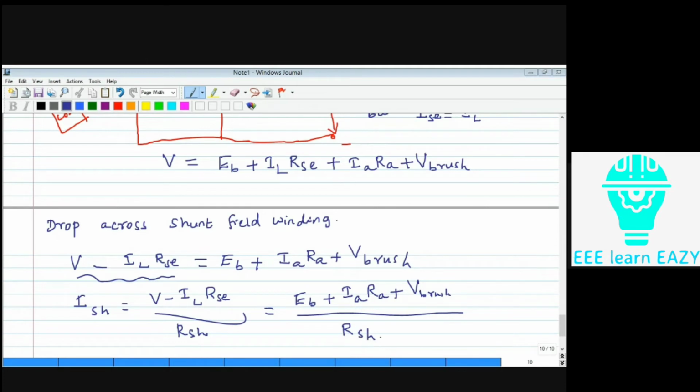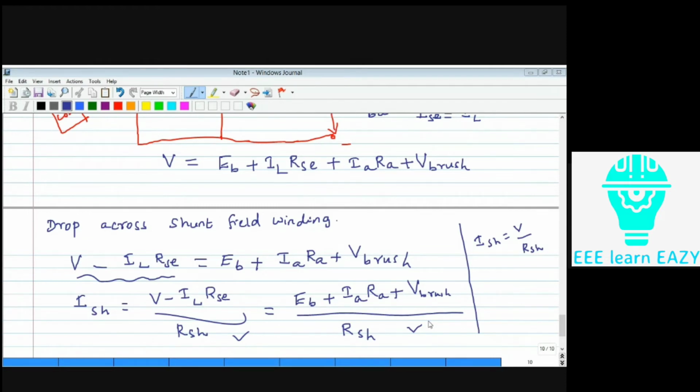Any one formula we can use. Previously, in DC shunt motor and long shunt motor, we generally use the formula I shunt is equal to simply V divided by R shunt. But in short shunt, it is calculated using either of these formulas. You can use this one or this one. Any one formula we can use to find out the shunt field current.